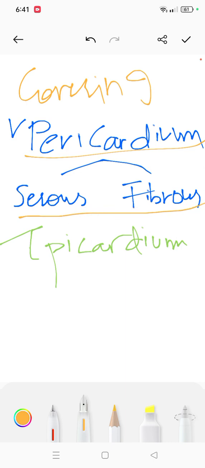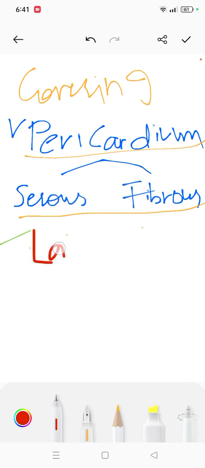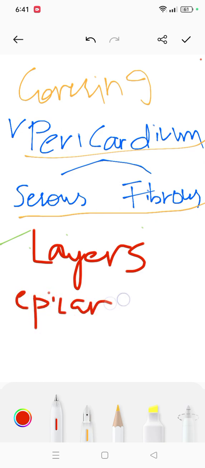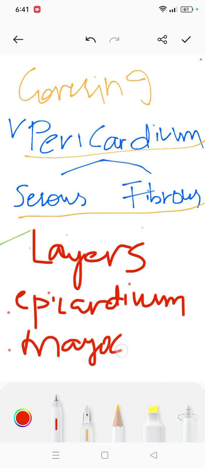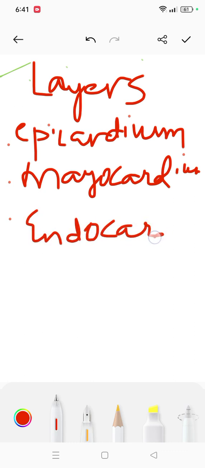Okay, so now when we talk about the layers, let me just write the heading first. This is about the layers of our heart. So these are three: epicardium, myocardium, and endocardium. I just got confused with the layering, sorry for that. First is epicardium, second we have is myocardium, then the third layer which we have is endocardium. These three are very important because these three are the only layers of our heart. So very important MCQs too.